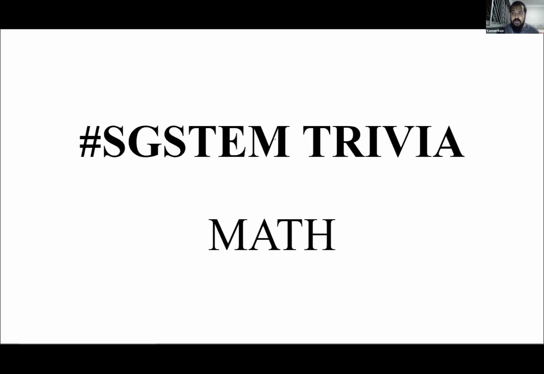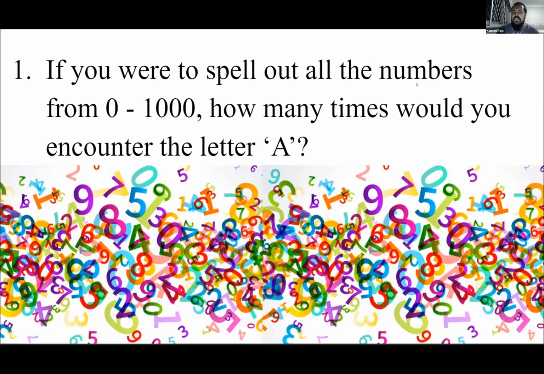So let's go. If you were to spell out all of the numbers from 1 to 1,000, how many times would you encounter the letter A? If you were to spell out all the numbers from 0 to 1,000, even 0 to 1,000, not 1, how many times would you encounter the letter A? Happy spelling.